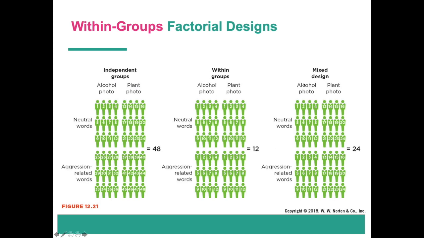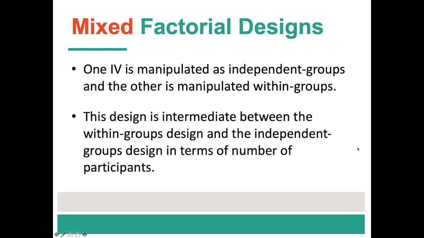You can also do a mixed design where we have different people for alcohol, photo, and plant photo, so 1 through 12 here and 13 through 24 here. But we have the same people do it for neutral words and aggression words, so 1 through 12 and 1 through 12, 13 through 24, 13 through 24. And so in this one, you need 24 individuals to do it. So in other words, a mixed design is where one IV is manipulated as an independent groups design, and the other is manipulated as a within groups design. It's a combination of the two.